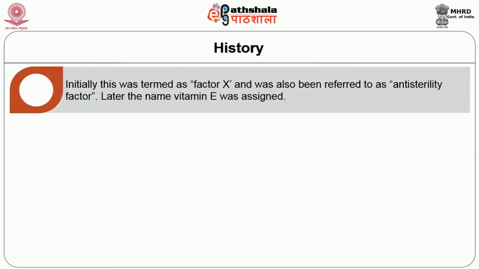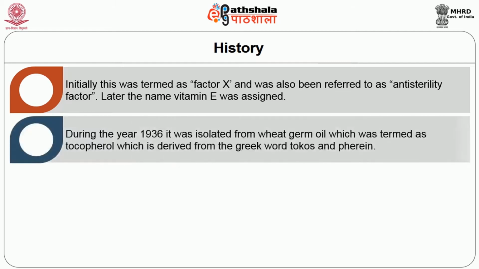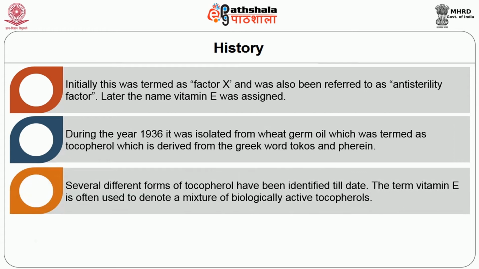Initially, this was termed as factor X and was also referred to as anti-sterility factor. Later, the name vitamin E was assigned. During the year 1936, it was isolated from wheat germ oil and termed tocopherol, which is derived from the Greek words tokos and pherin. Several different forms of tocopherol have been identified till date.